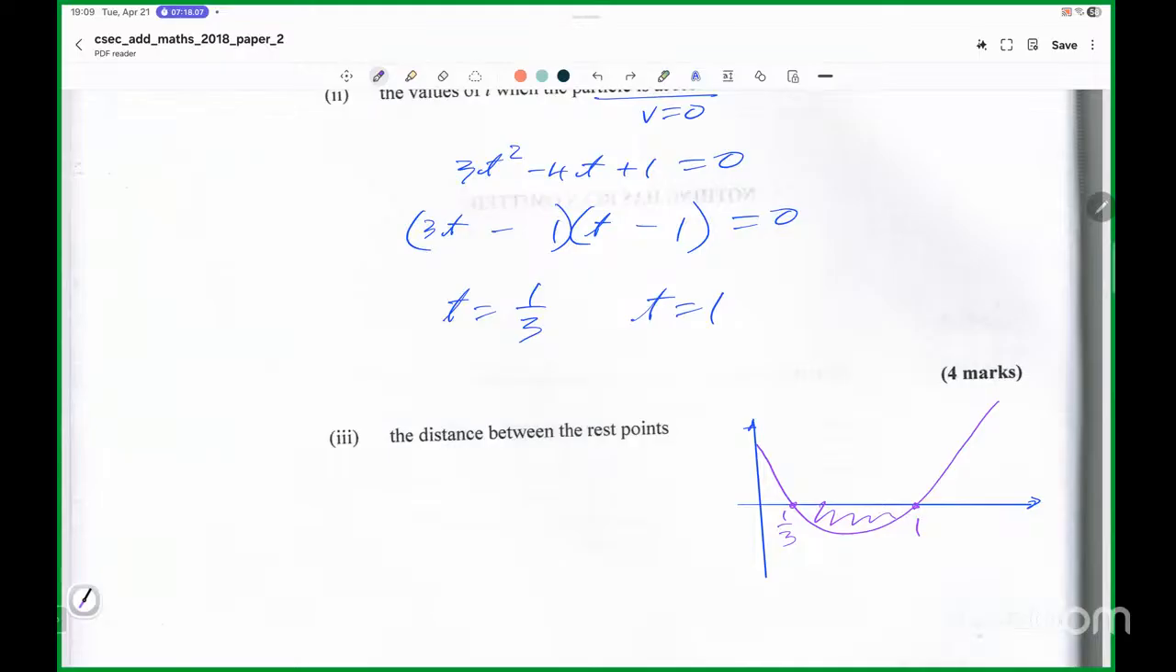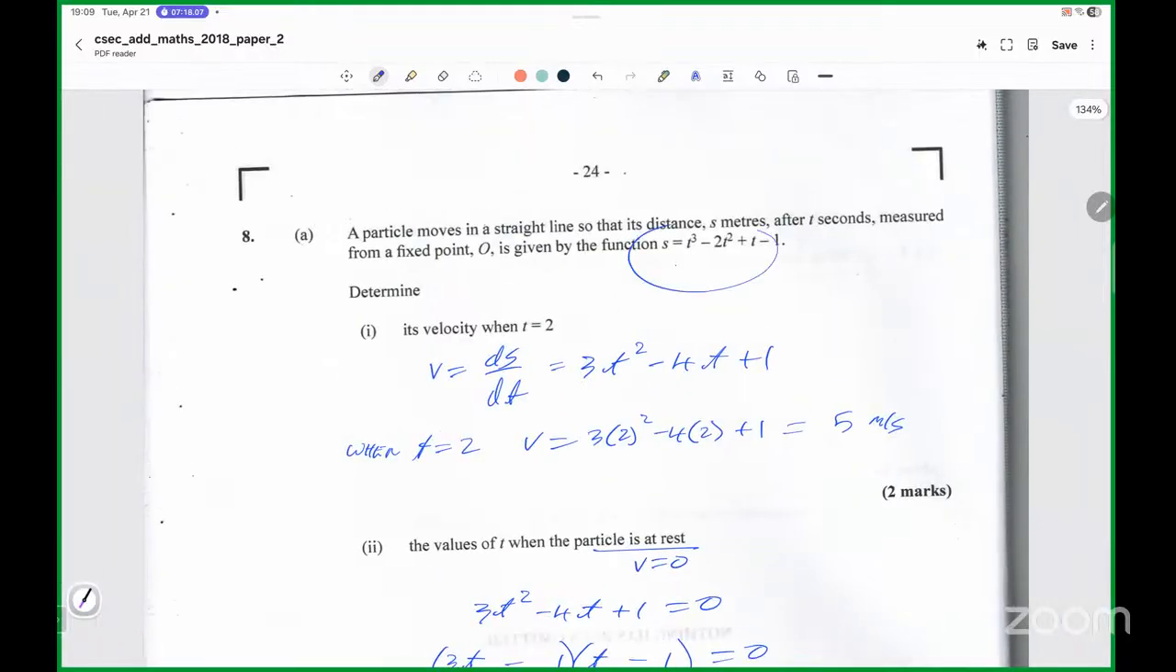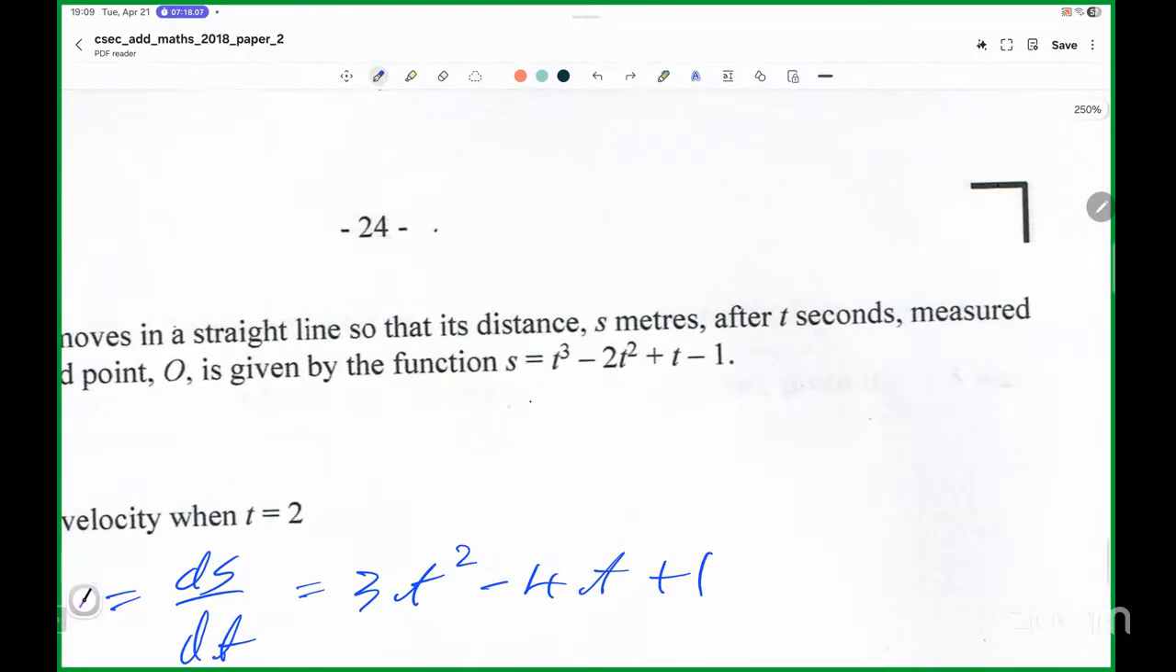You understand? But what you can do also is find where it is when t equals a third and where it is when t equals 1 on that straight line, and it's going to be the distance between them. So when t equals a third, the displacement is found by plugging into the displacement formula. Write it out and copy it down. Displacement is s equals t cubed minus 2t squared plus t minus 1. That's the displacement formula. This will tell you where it is at any time.